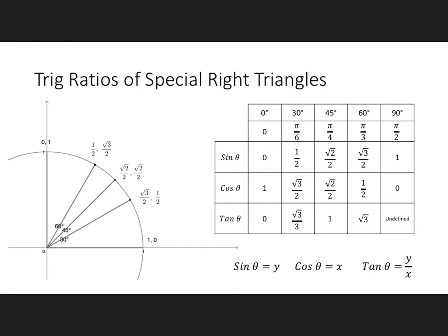Let's expand this unit circle out into all 4 quadrants. So far, we've only dealt with quadrant number 1, or I, in Roman numerals. Let's move on to quadrants 2, 3, and 4.